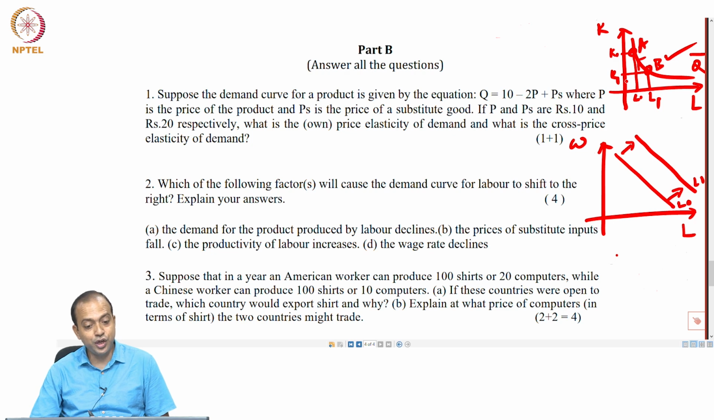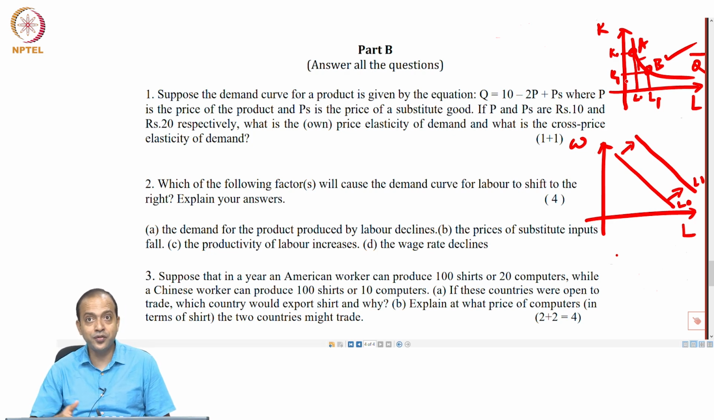The productivity of labor increases. Okay, productivity of labor increases. So, when the productivity of labor increases, what will happen? That will make the business more profitable. From the given input, the producer will make more profit, and if there is more profit, then obviously there would be more demand for production of the output and more demand for labor.